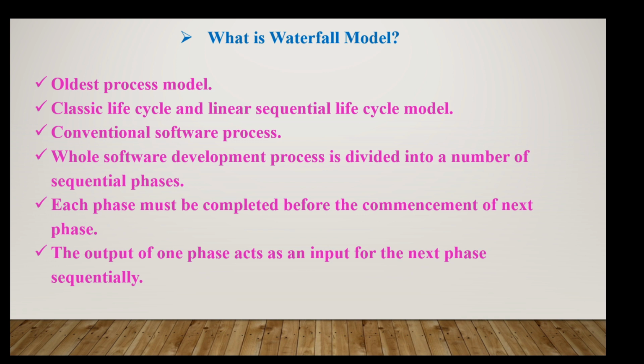Next one is, here in waterfall model the software process is developed by dividing the processes into a number of sequential phases. Here we are dividing the software development processes into variety of sequential phases. Next one, and each phase must be completed before the commencement of the next phase. For example, we have requirement specification and analysis, planning, designing, coding and testing. Everything will be one by one. All the phases will be processed one by one.